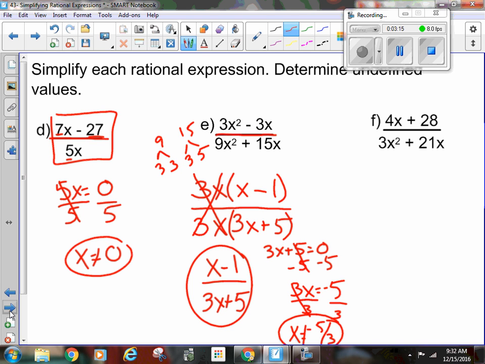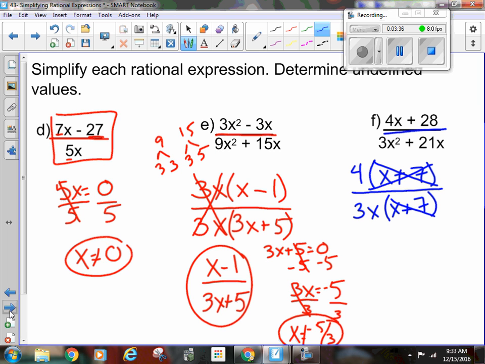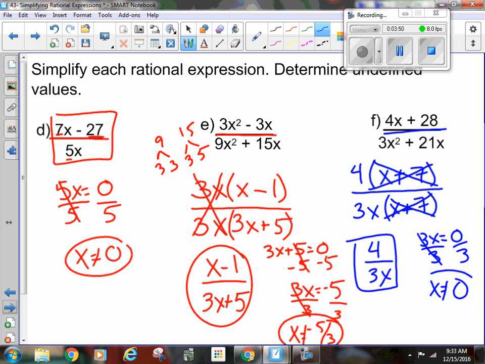Okay, let's do the same thing in F. All right, so 4x plus 28, I can take a 4 out of both of those. No variables. And I'm left with x plus 7 on the top. In my denominator, I can take out a 3 and an x. I'm left with x plus 7. This time, the stuff in the parentheses is what cancels. So my simplified expression is 4 divided by 3x. So we set 3x equal to 0 to figure out what x cannot equal. So both of these are answers to this problem.